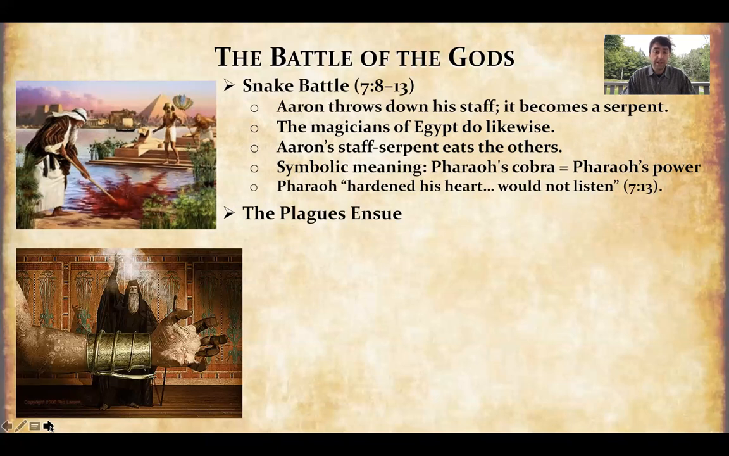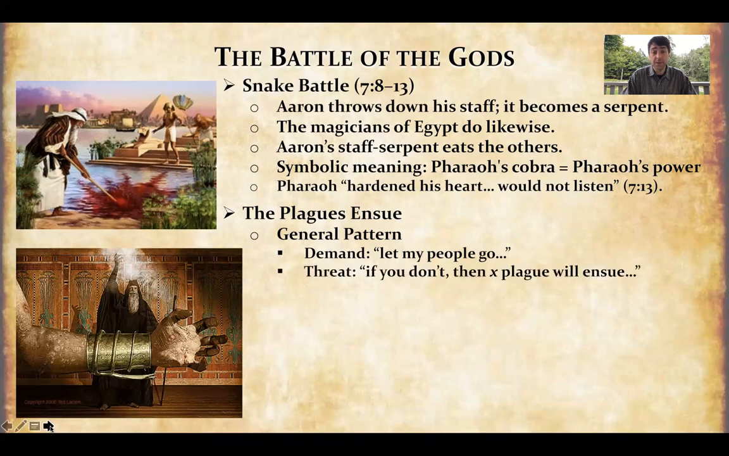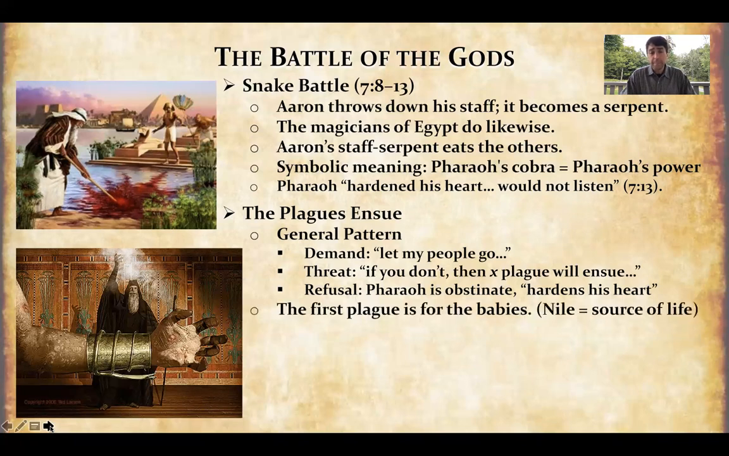And so then the plagues ensue. So there are these 10 plagues in all. And before we get to the first plague, there's a general pattern of them all where Moses and Aaron come to the Pharaoh and say, let the people go, let go of these Israelite slaves. If you don't, then this plague will come. Pharaoh refuses, says he hardens his heart. And towards the end of the story, it even says the Lord hardened his heart, which is interesting. We could talk about that more maybe in our class. Pharaoh refuses and the plague comes. That's the general pattern. Now, the first plague is the turning of the Nile into blood.